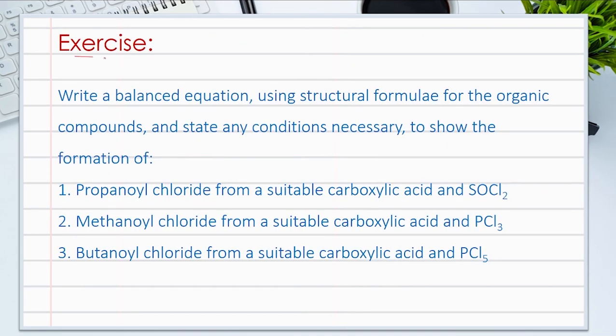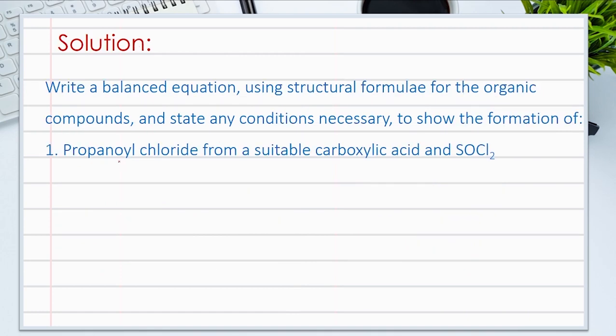Let's solve this exercise. Write a balanced equation using a structural formula for the organic compounds and state any necessary conditions to show the formation of propanoyl chloride from the carboxylic acid and thionyl chloride, methanoyl chloride from the carboxylic acid and phosphorus trichloride, and pentanoyl chloride from the carboxylic acid and phosphorus pentachloride. To solve this reaction, we need to use retrosynthesis.